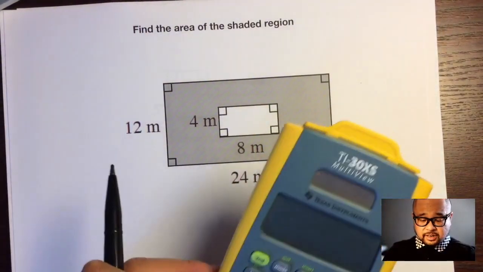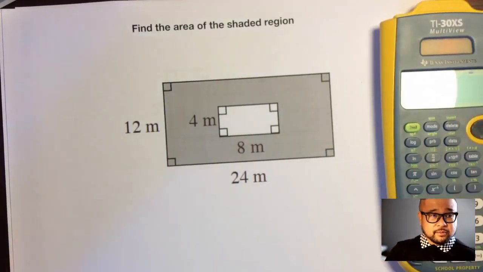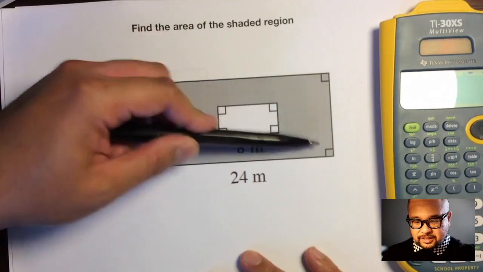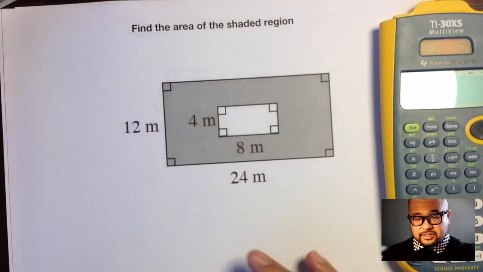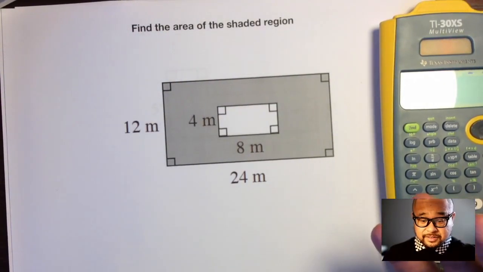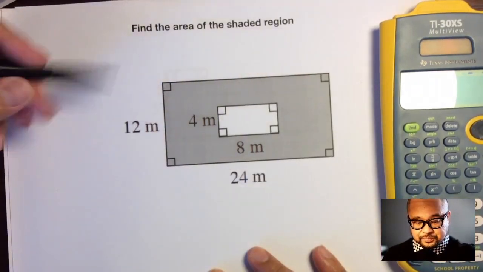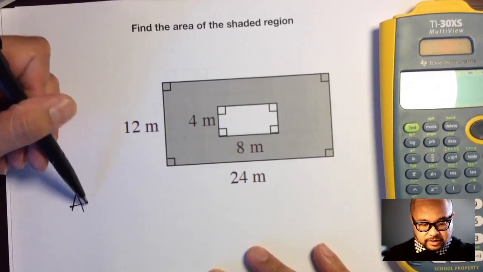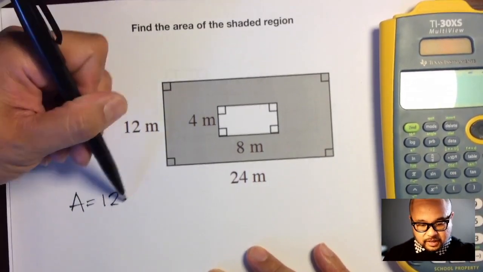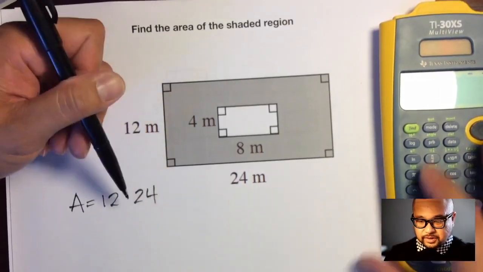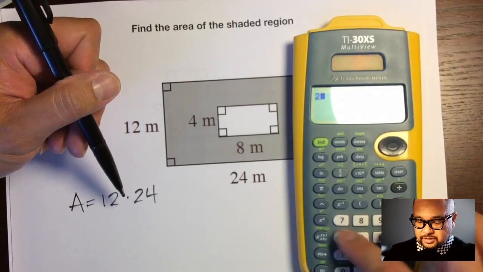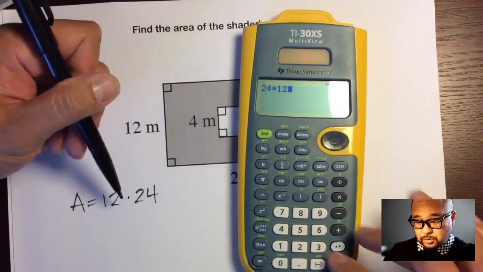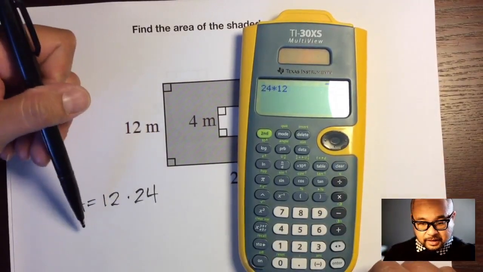So first off, with this type of problem, we're going to pretend that there isn't a hole in the middle. Let's pretend that this whole thing right here is the shaded region. Let's find the area of that. Well, this is a rectangle, so area is base times height, or length times width. So area is equal to 12 times 24. And let's put that in our calculators. If you haven't memorized that, 24 times 12 is 288.